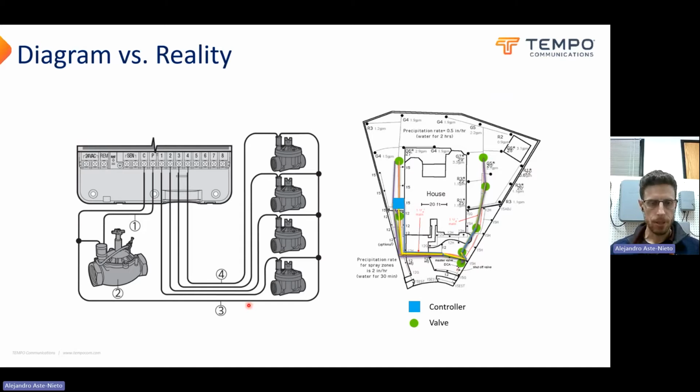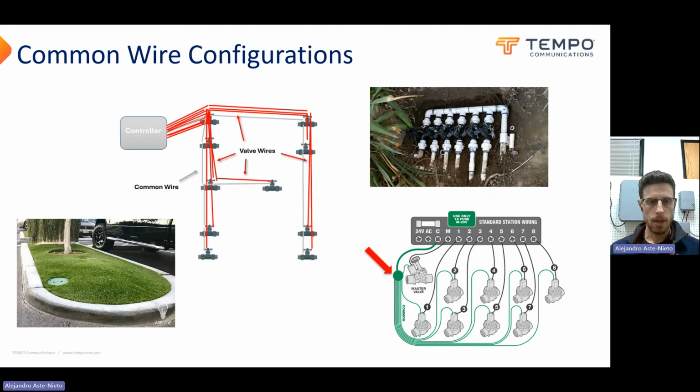So, as you can see here, this is the only part of the wire that is shared by all the valves. This is only shared by 3 out of the 4. We still consider that common wire because it's shared.